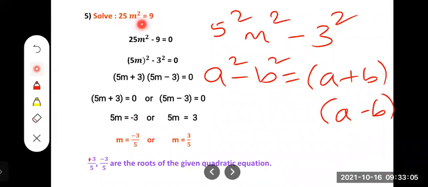Okay, so this type of question, they will ask for 1 mark or else 2 marks you will get. Clear, children? The only thing you have to remember is a square minus b square. This form you have to remember. A square minus b square equal to a plus b into a minus b. Okay. Now we'll go to the next sum.